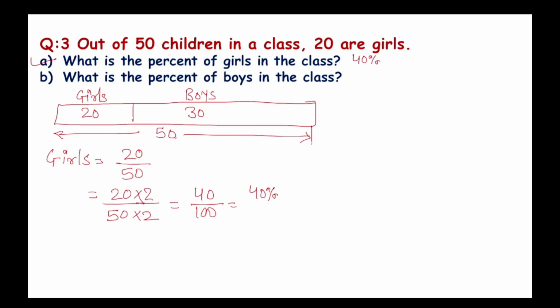And what percent of the boys are there in the class? For the boys, what fraction? We can write 30 over 50. Now convert this 30 over 50 into the equivalent fraction with 100 in the denominator. So times 2 and times 2. So 60 over 100, which is 60%. So the percent of boys in the class is 60% and the percent of girls in the class is 40%.